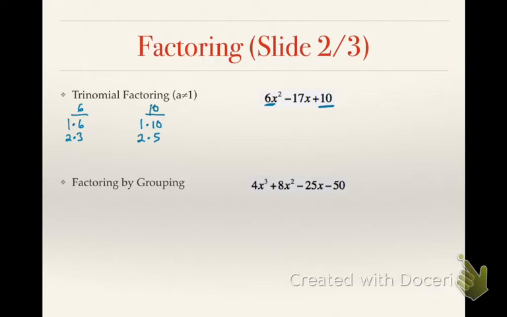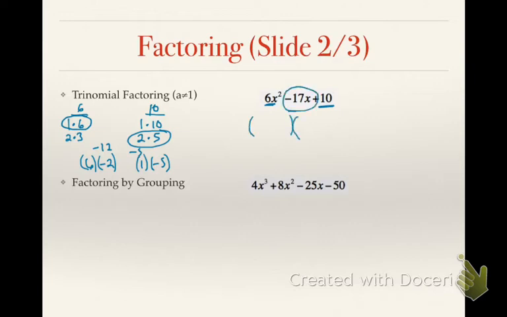So that's 16. That doesn't work. Okay. And if you keep looking, checking, you'll find that 6 and 1 and 5 and 2 work. Because if you take the 6 and multiply it by the negative 2, and if you take the 1 and multiply it by negative 5, that gives me negative 12 and negative 5, which makes negative 17, and that's what we want.